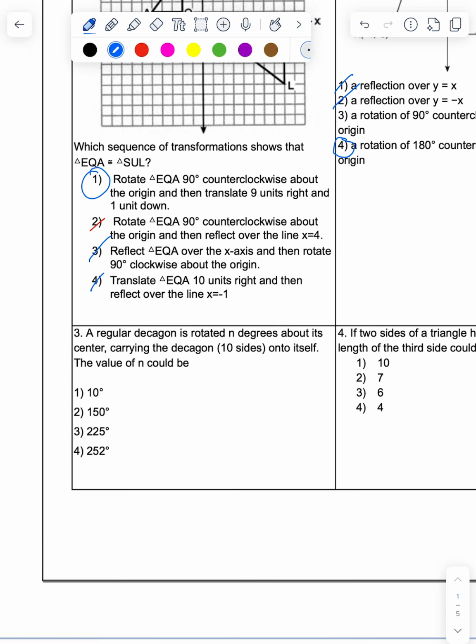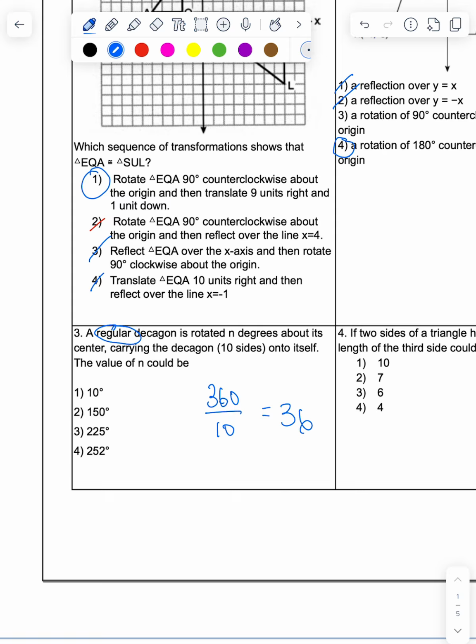Okay, so here we have a decagon, and in the parentheses, I did put that the decagon has 10 sides. They won't tell you that on the Regents exam. We need to find the value of n. That would be the degrees that would rotate the decagon onto itself. So we talked about in class that if we do 360 divided by the number of sides, we'll get the angle that you can rotate by to get the shape to look like itself.